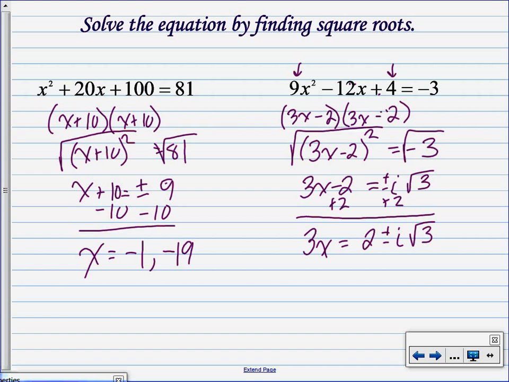Negative square root is what? It's what we did last time in class. i is the square root of negative 1. So this is the square root of negative 1 times 3. So this is i, and then I have the square root of 3 left.